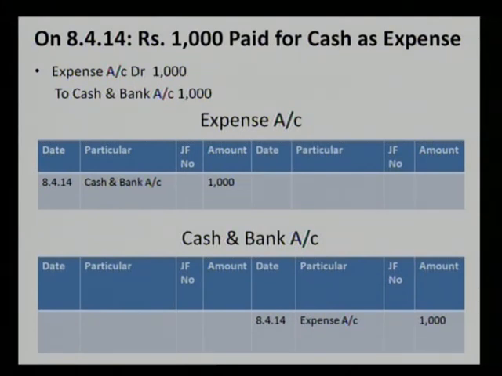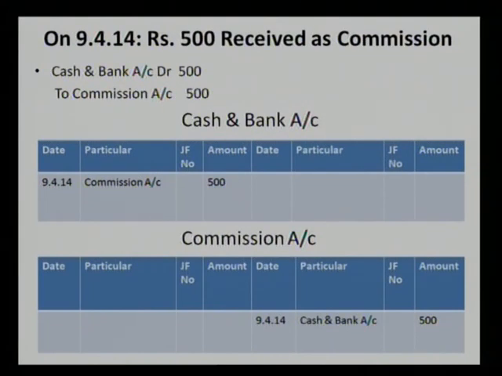Now the credit journal will be credited at the cash and bank account on the credit side. So again at the cash and bank account on the credit side we have to mention the date 8th April 2014. At the particular column we have to mention the name of the counter account, in this example expense account, and we have to credit 1,000 rupees being the transaction amount.